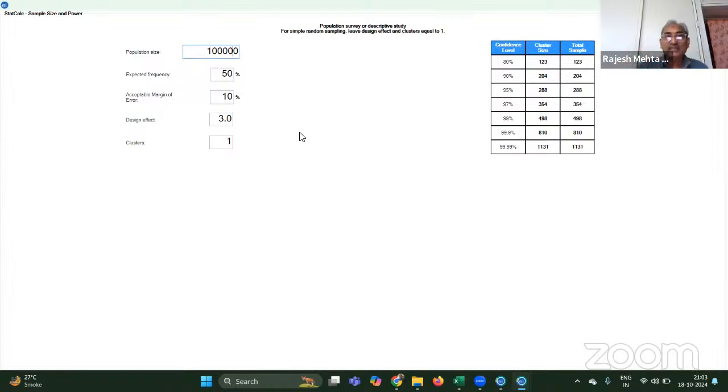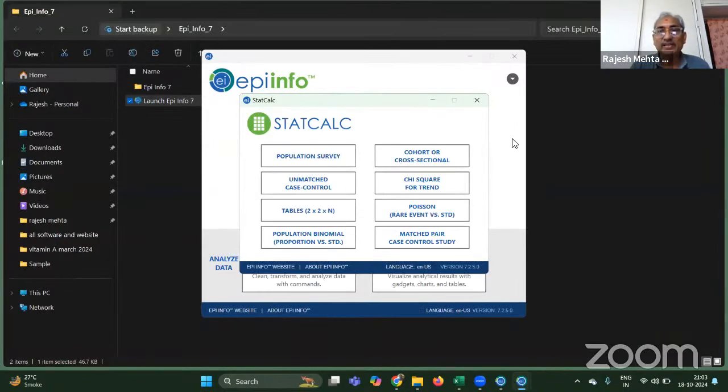Out of 1 lakh population, 1 lakh patients, how many are satisfied? If you want to find that out, this is how you can use it. So I end my session on the sample over here.